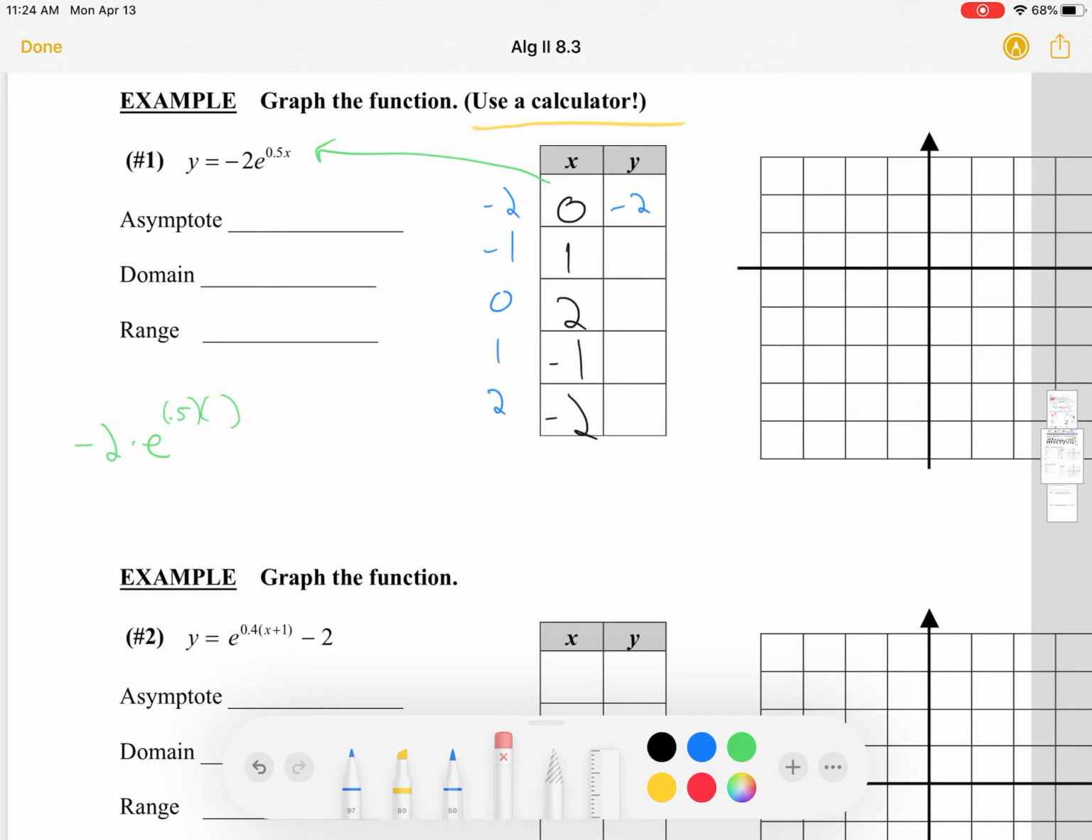Boom. So the next value I want to plug in is 1. So now what's 0.5 times 1? That's just going to be 0.5. So I have negative 2 times e to the 0.5 power. And again, what we can do is just type that into Google.